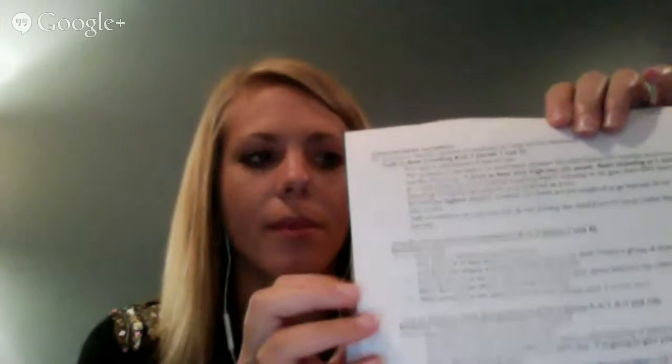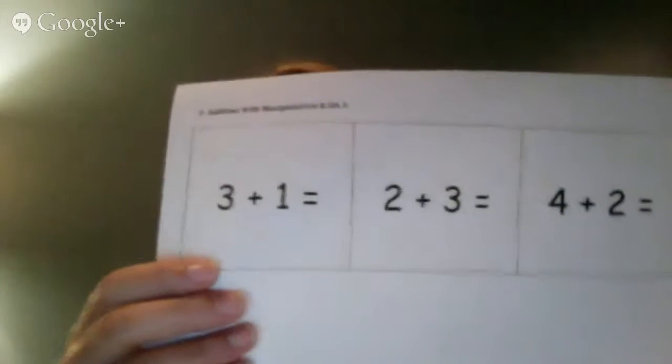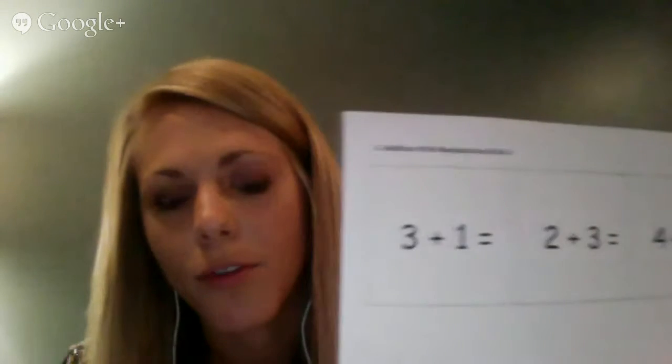Moving on to task C. It's just simple addition with manipulatives. So the things that will come with that are the addition cards that are right here. So if you just cut those out beforehand, that'll be helpful. And students should have access to cubes and paper and pencil.